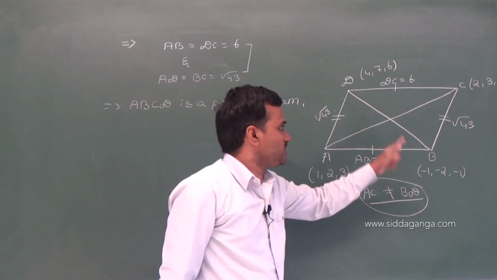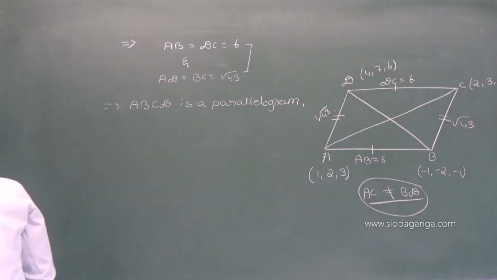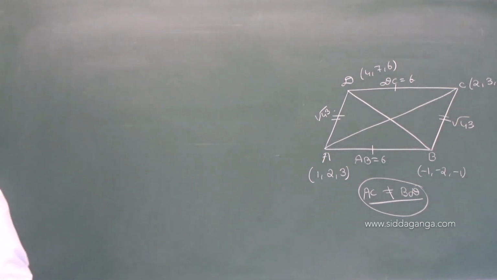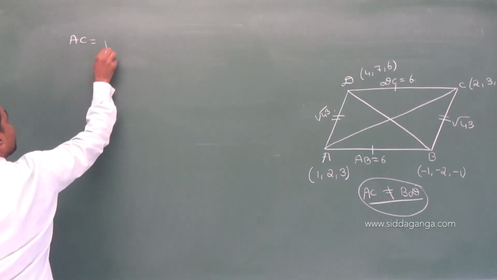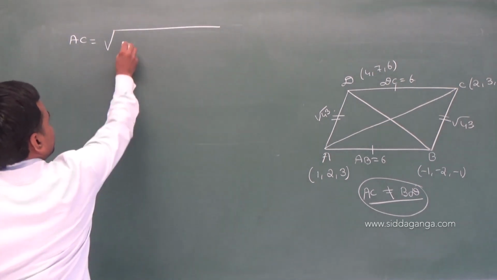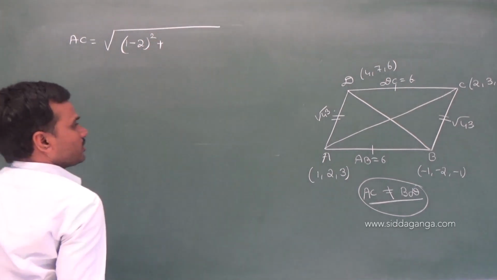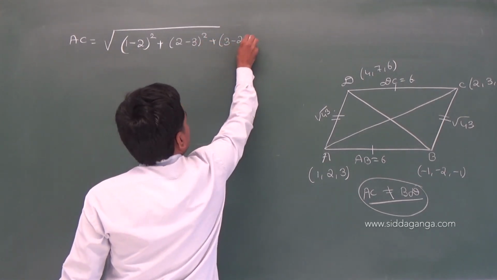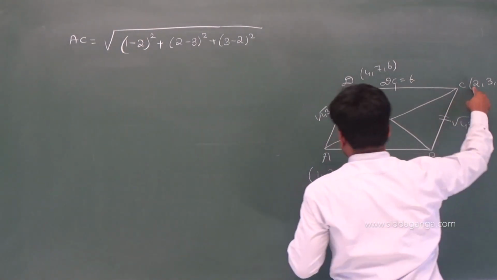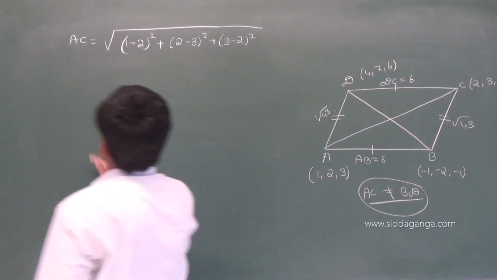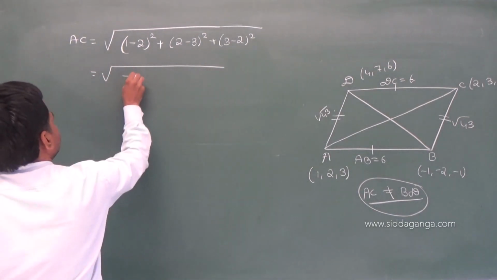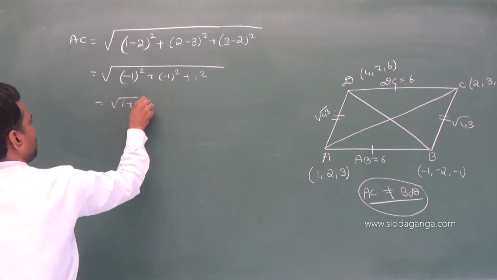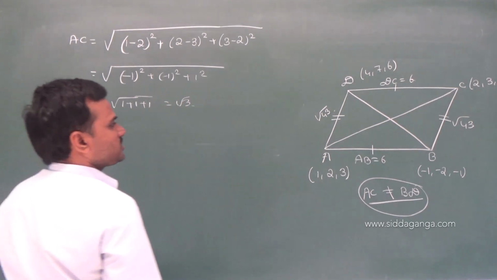To show that this ABCD is not a rectangle. For that, what we do? We find the diagonals. First diagonal, AC. Square root of (1 minus 2) whole square plus (2 minus 3) whole square plus (3 minus 2) whole square. Calculate it. Square root of (1 minus 2) whole square, it is nothing but what? Minus 1 whole square, minus 1 whole square plus 1 square. It is 1 plus 1 plus 1. How much? It is root 3. Diagonal AC is root 3.